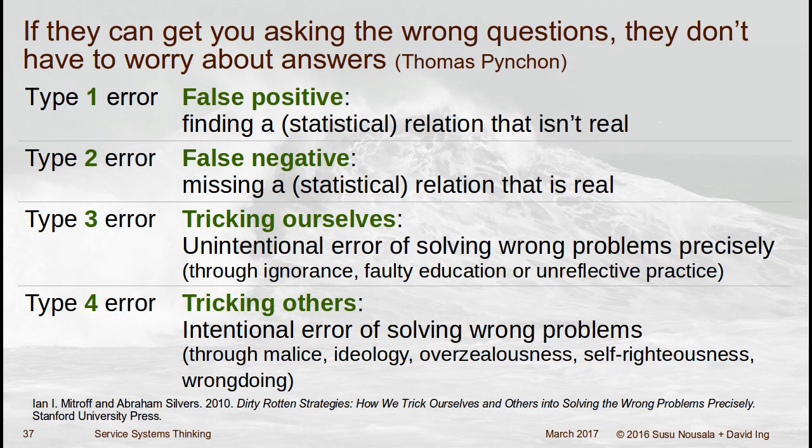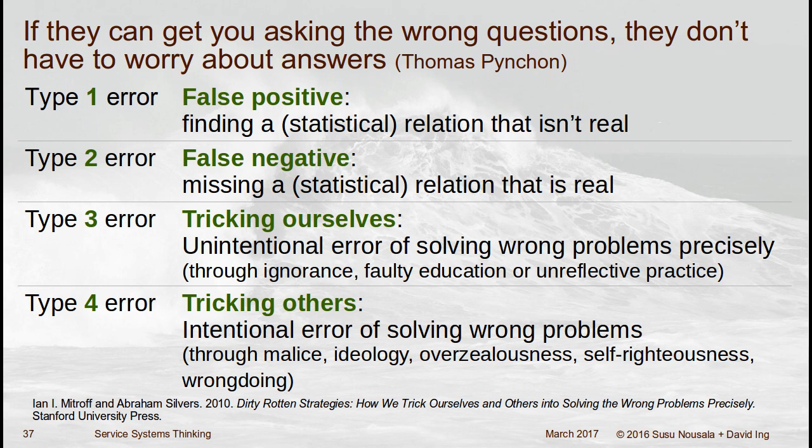I'm going to see Ian Mitroff next week. And Ian Mitroff, to me, is actually the greatest living systems thinker today. He worked around Ackoff, he didn't work with Ackoff. They both studied under a guy named West Churchman. And he's written 23 books. So Ian Mitroff is really good. And he wrote this one book, and he makes this quote: if they can have you asking the wrong questions, they don't have to worry about the answers.